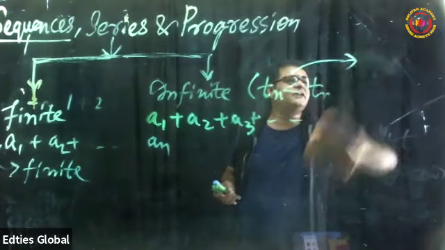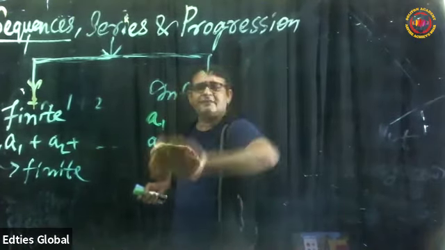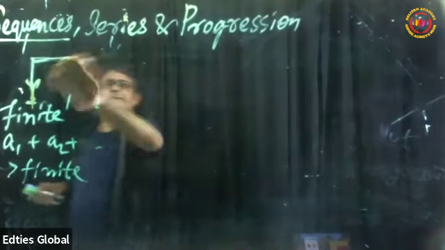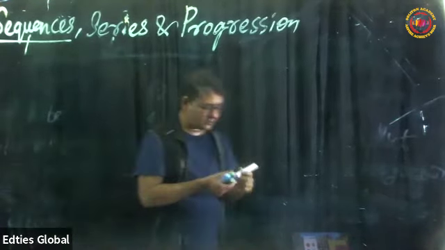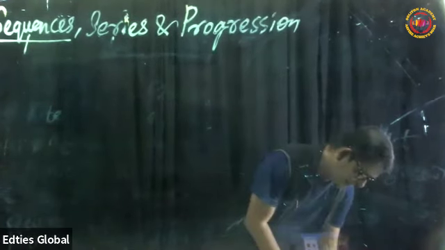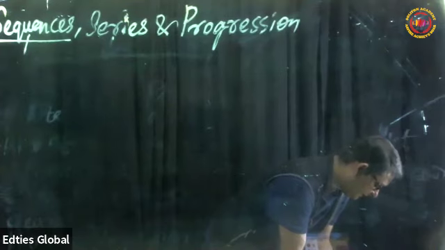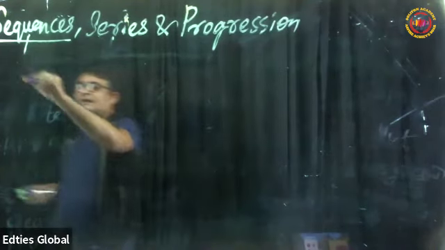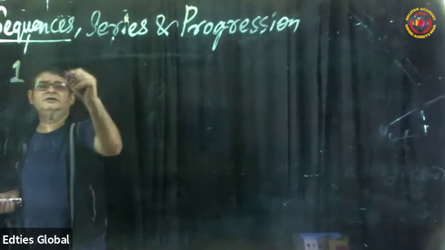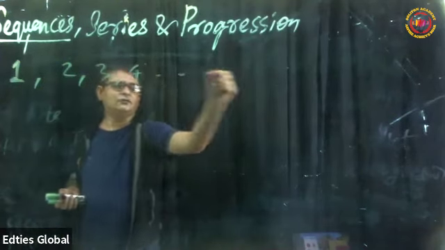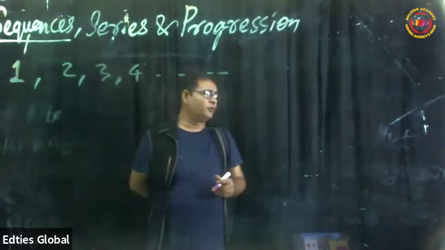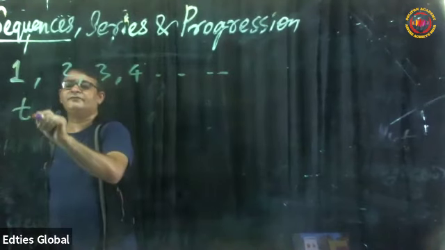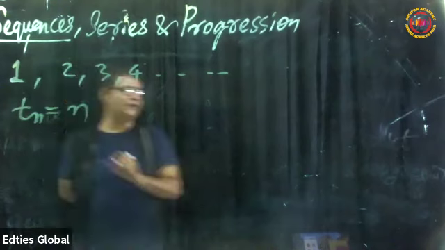Okay, let's now progress to some simple progressions. Let's move to something called arithmetic progression. I'm going to repeat some of the concepts of your class 10 because that's absolutely needed. For example, I give you the simplest sequence: 1, 2, 3, 4, and so forth. If I ask you how to write the nth term, you'll say the nth term is just n.